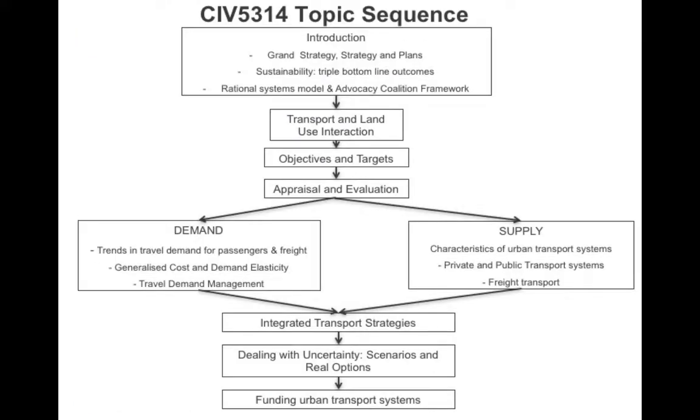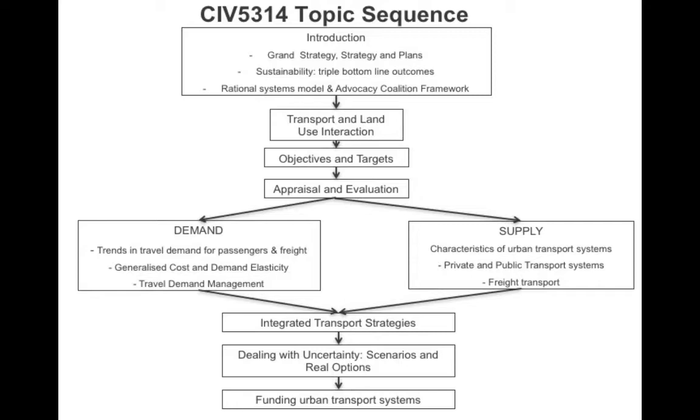This diagram shows the sequence in which we'll deal with topics in CIV5314. The first couple of weeks lay the foundations by introducing strategy, sustainability, and the rational and advocacy coalition models of planning. We then look at transport and land use interaction, objectives and targets, and appraisal and evaluation.